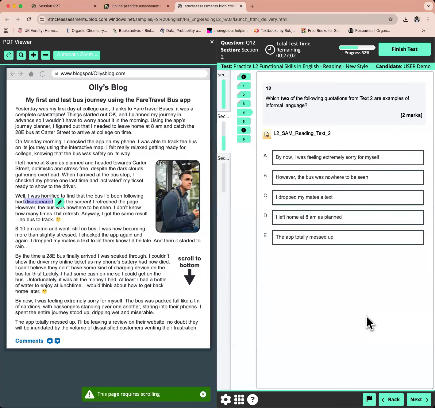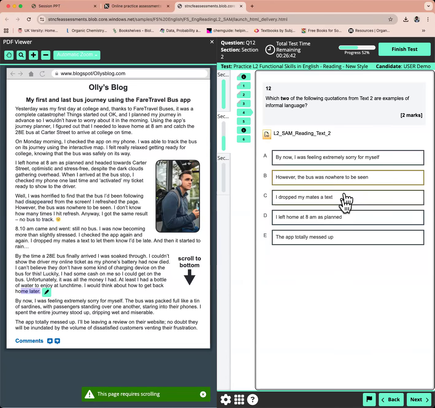Some of them ask you to use the dictionary. Some of them ask you to pick out answers from the text. Some of them are going to be multiple choice. So, which of the two quotations from text two are examples of informal language? Informal language is where you're using emojis, as you can see. No bus to track, home later.